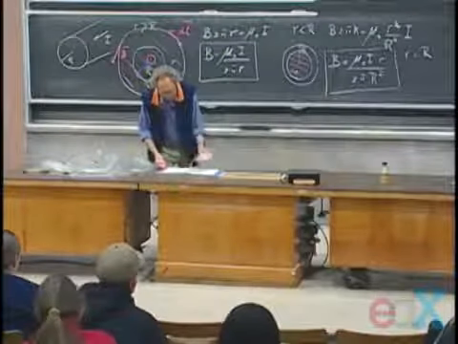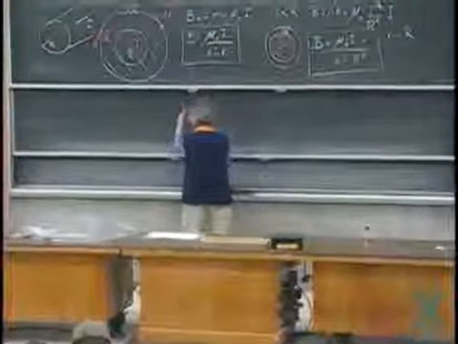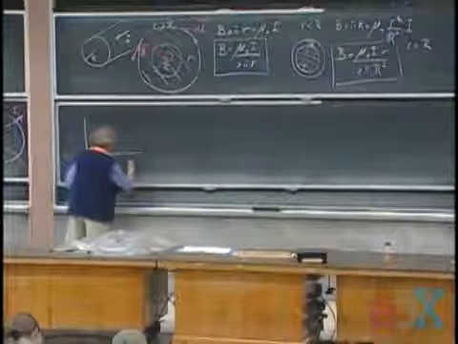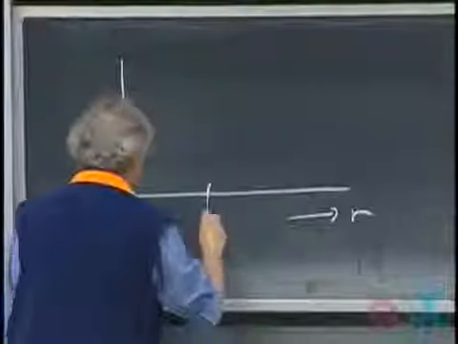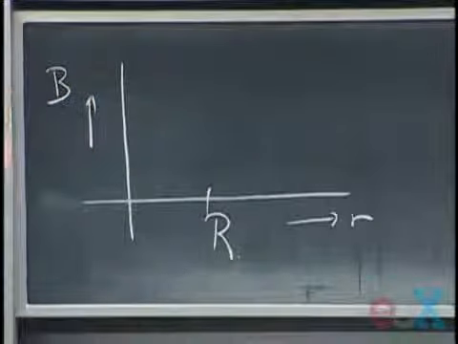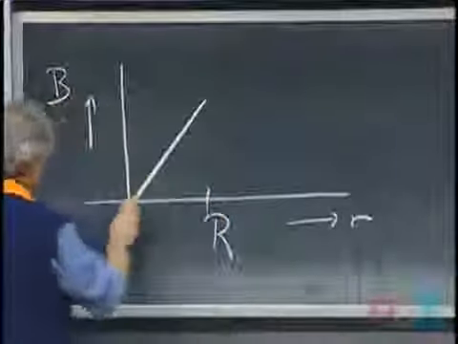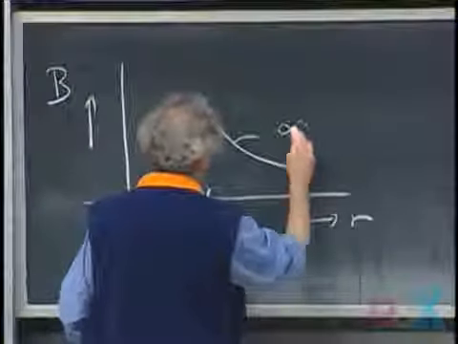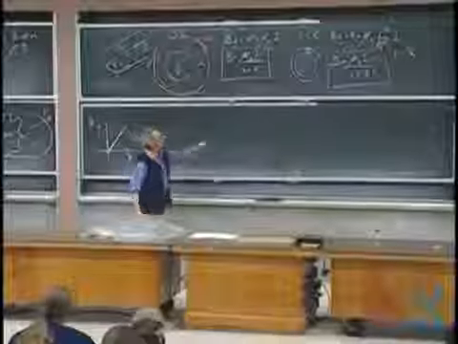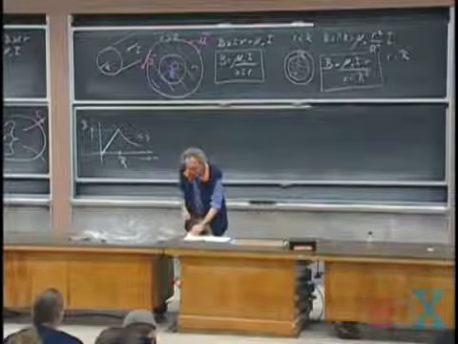And so if you make a plot of the magnetic field as a function of little r, then it looks like so. This is little r, this is capital R, and this is the magnetic field strength, because we know that it is tangential to these circles. There would be a straight line, and then here it falls off as 1 over r. And the maximum value here is the value that you find if you substitute little r equals capital R.